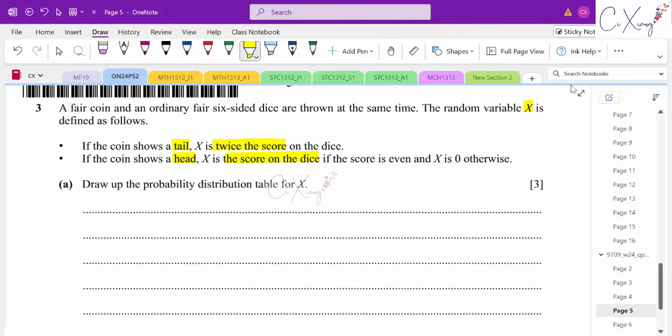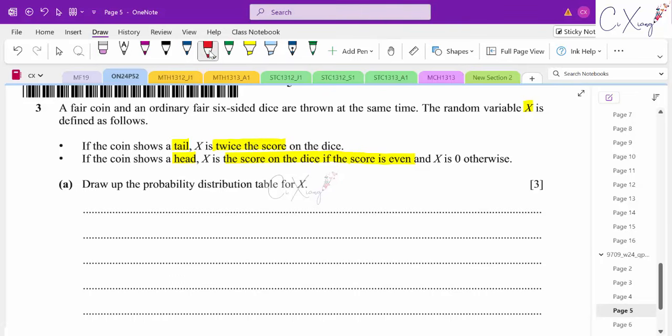Okay, then we should say like this: X is the score on the dice if the score is even, and X is 0 otherwise. That means if even, then it is the score on the dice. If it is an odd number, then it should be equal to 0. So draw a probability distribution table for X.